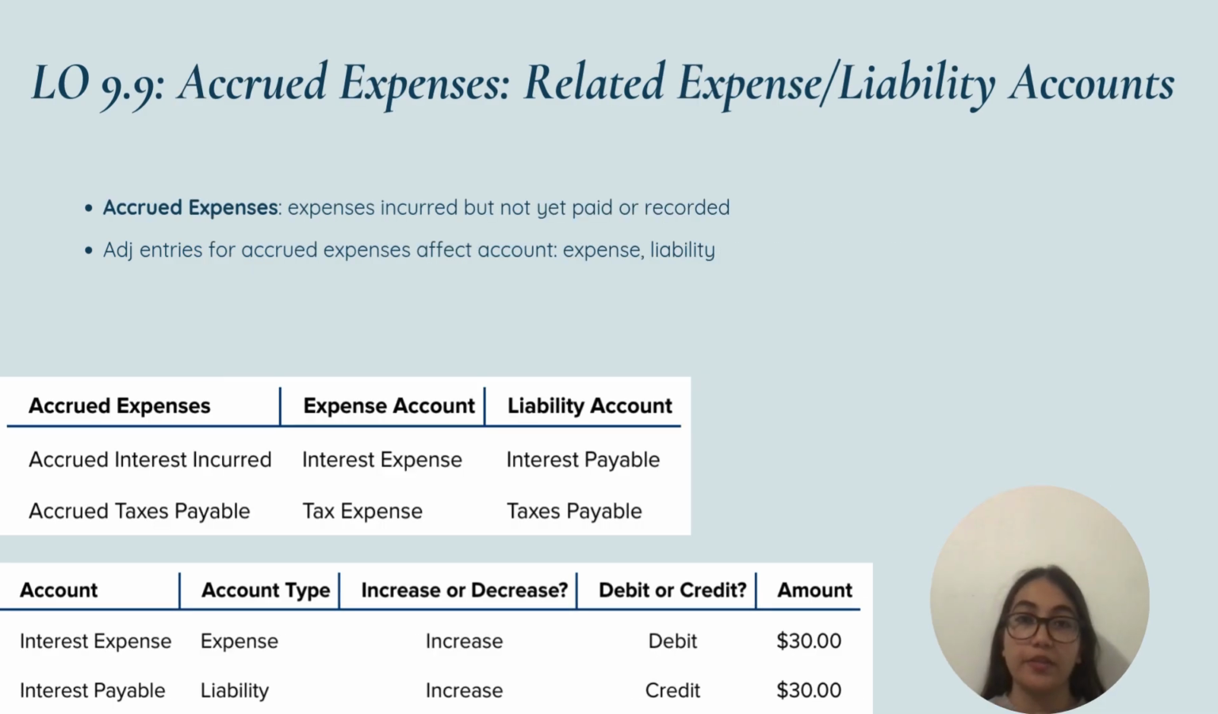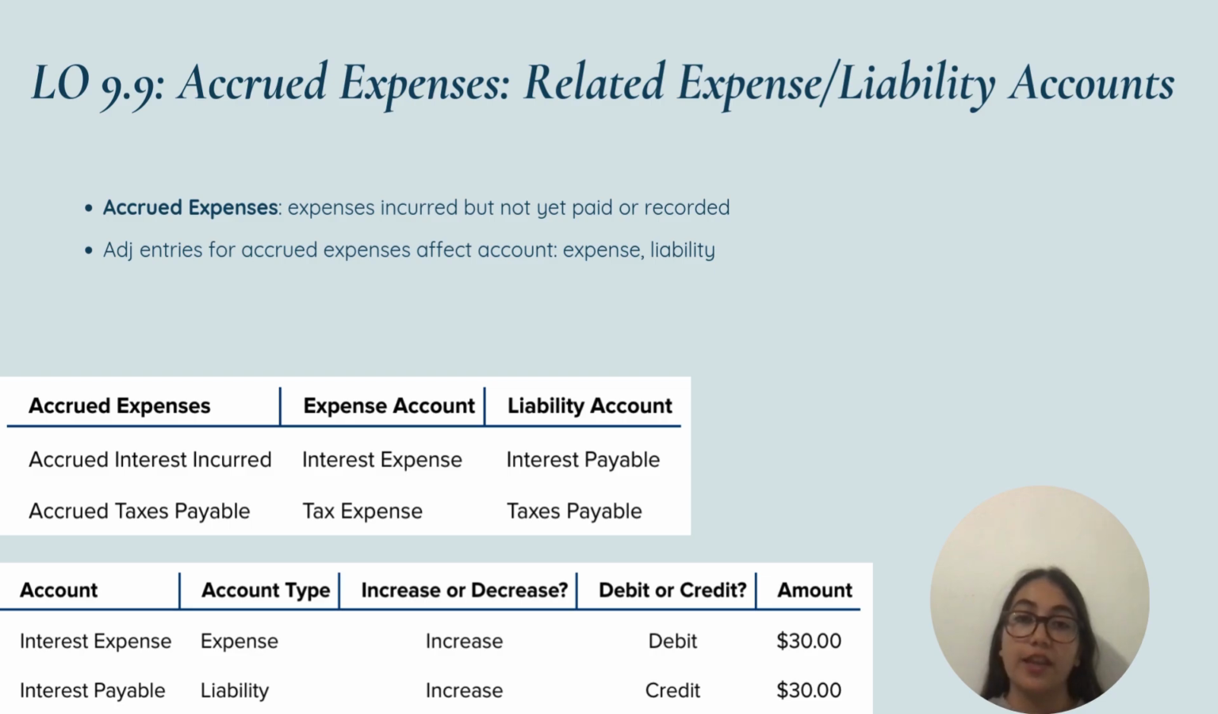Accrued expenses are expenses incurred but not yet paid or recorded, such as accrued interest expense. Adjusting entries for accrued expenses usually affect an expense account and a liability account. An example of this can be seen with accrued interest incurred, affecting the expense account of interest expense and the liability account of interest payable. Also, accrued taxes payable would affect the expense account of tax expense and the liability account of taxes payable.